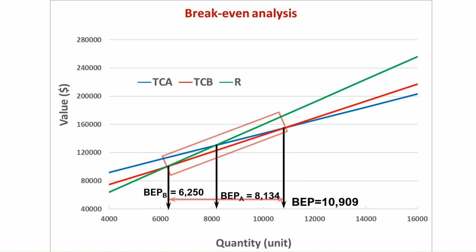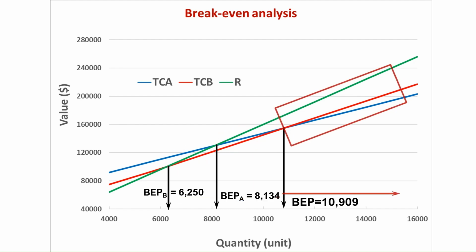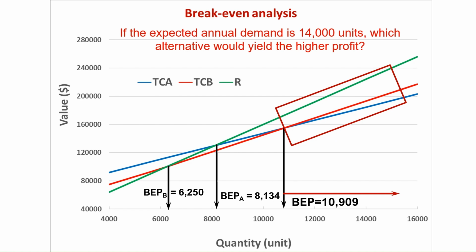Note that between Q_BEP_A and Q_BEP, alternative A makes a profit as well, but less than alternative B's profit. And if Q is more than Q_BEP, alternative A is recommended as its profit is more than alternative B's profit. From this, we can answer the third question, which alternative yields higher profit if Q equals 14,000. As 14,000 is more than Q_BEP, definitely alternative A will yield higher profit than alternative B.